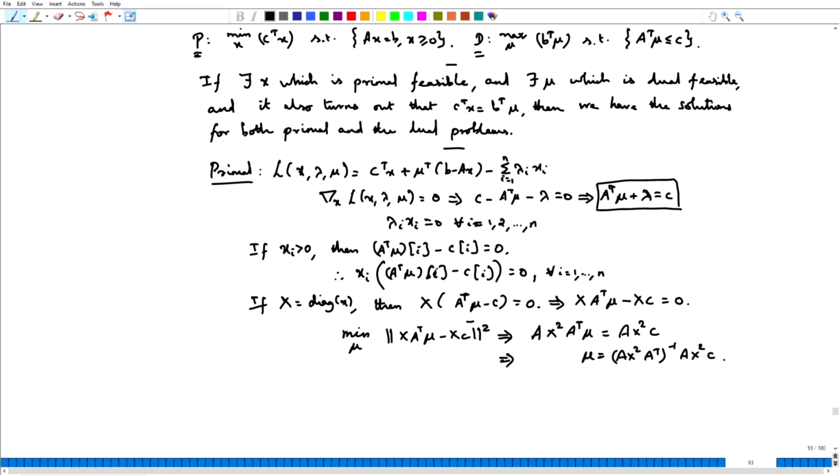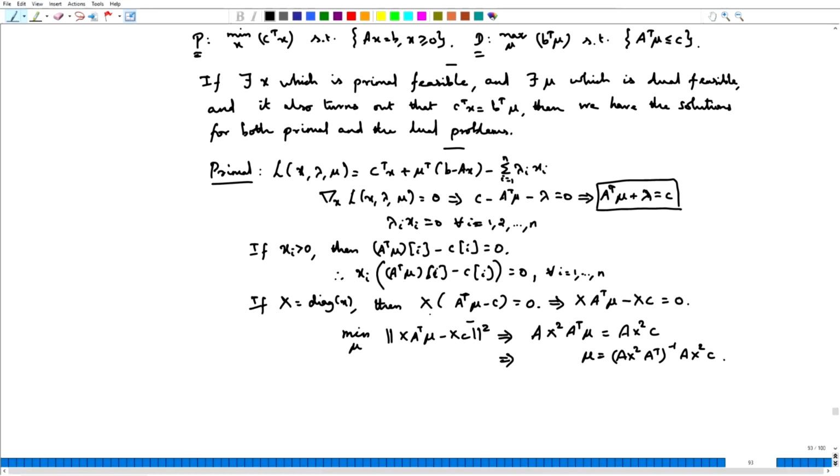Okay. So, since x need not be the solution, x could be any arbitrary point, right. So, what we are doing is, instead of finding mu that satisfies x into A transpose mu minus C equal to 0, we are minimizing the norm squared of this quantity. Because of which we are getting mu to be (A x squared A transpose) inverse A x squared C. Now, you can see that when we are given x, we have a value of mu, right.